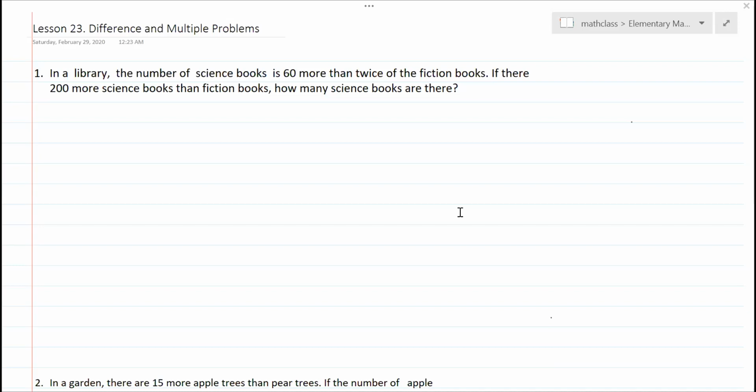So let's try. Here we have science books in a library. The number of science books is 60 more than twice the number of fiction books. If there are 200 more science books than fiction books, how many science books are there? To solve this type of problem, we can draw a picture.